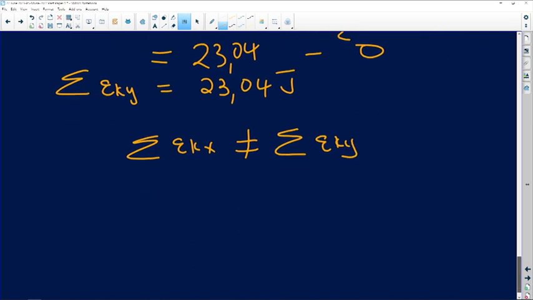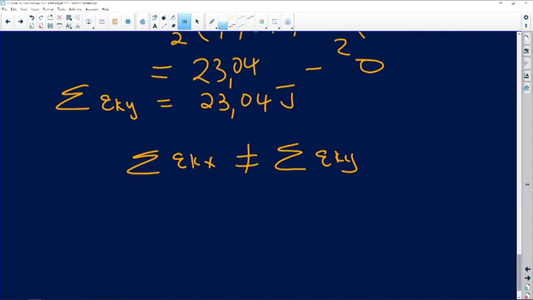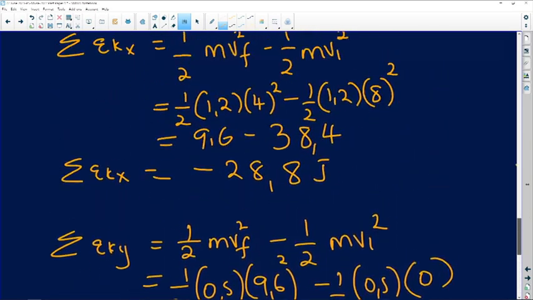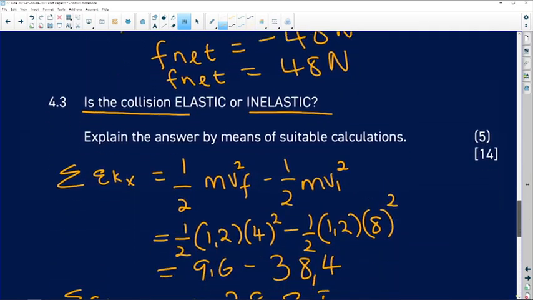And therefore, what is my final answer? This is inelastic. So it's inelastic because they are not equal. That's how we do this question. This was 4.3. That's how you get your full marks on 4.3. And then grade 12, that's how you answer 4.3.